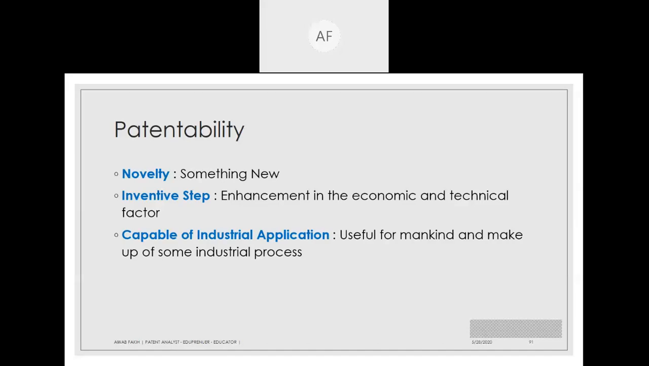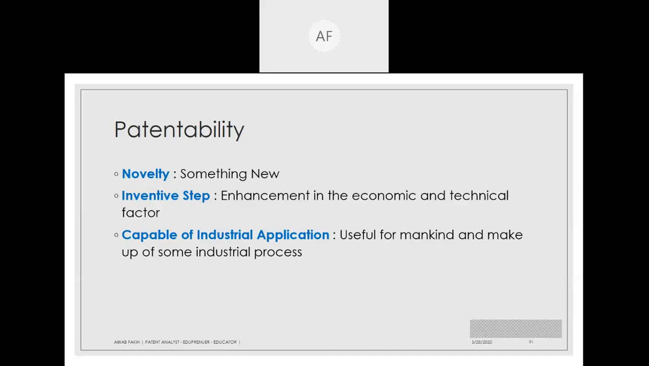Let's go for the next step. Next is when you talk about the inventive step. Now, if I talk about the inventive step, you have to bring some economic or technical factor. Some economic or technical factor for it. Things which are already done in the market cannot be repatented, my dear friend. You cannot repatent a wheel.